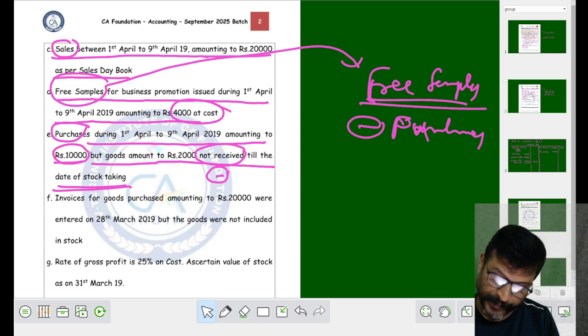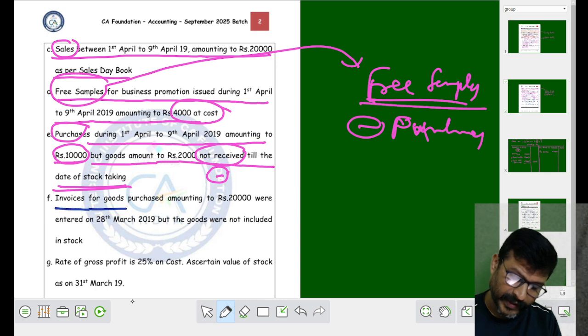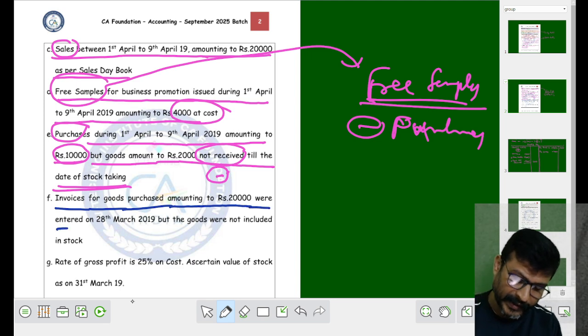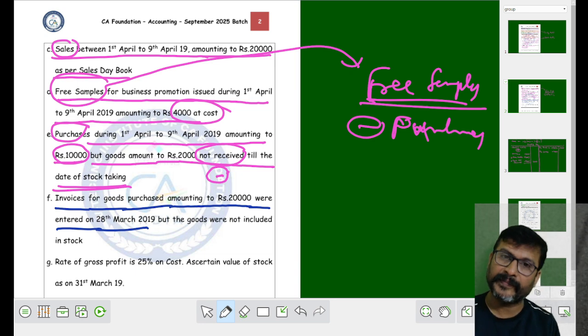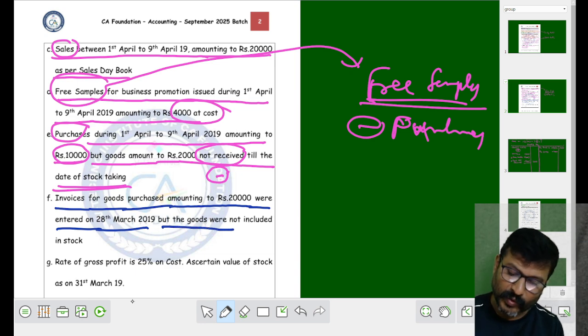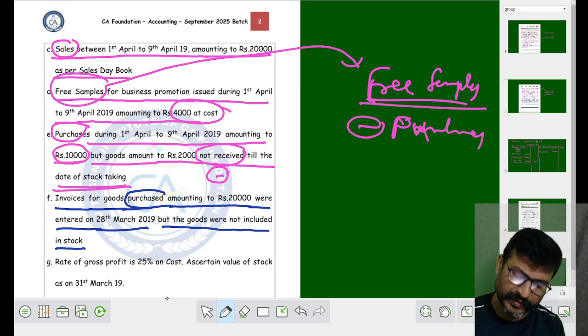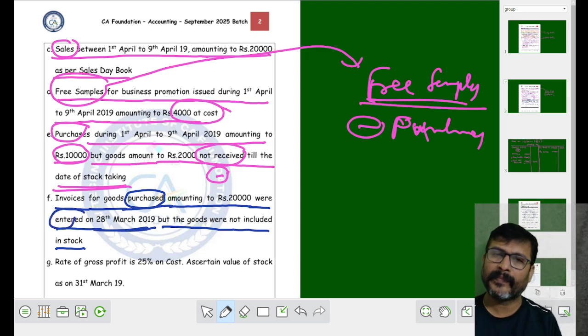Did you get it? Next, what happened? See there. Invoice for the goods purchased amounted to rupees 20,000 were entered on 28th March, but the goods were not included in stock. See, my dear student, invoice for the goods purchased. You have purchased the goods. Entered on 28th March. Entry has been made. Purchase is done. Entry is done.